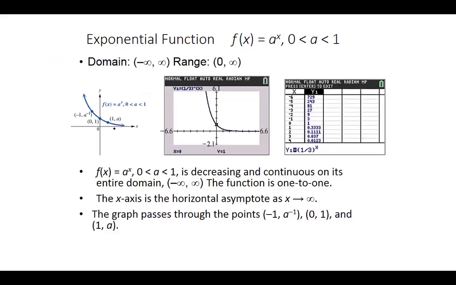When a is between 0 and 1, as we saw in the previous example, the shape of the graph would still go through the point (0, 1). However, as I increase x, the function approaches 0. As I decrease x, the function exponentially increases, which you can see using the graphing calculator.